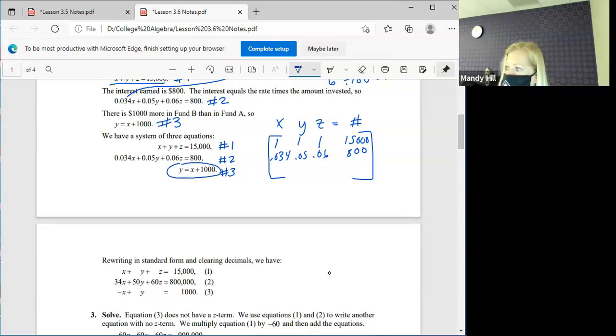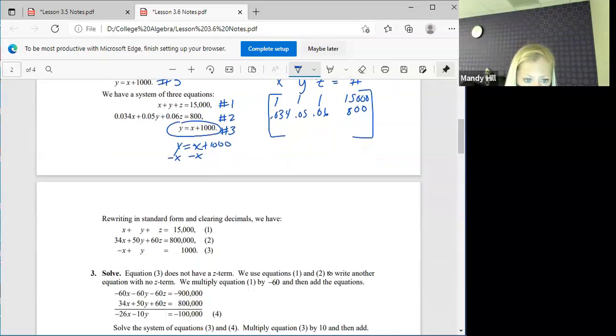We need it lined up, X, Y, Z, and it's not right now. But that's not hard to do. If we move things around here, can't we just subtract X and move it over here? So that would give us negative X plus Y is equal to 1,000. Are y'all okay with that part?